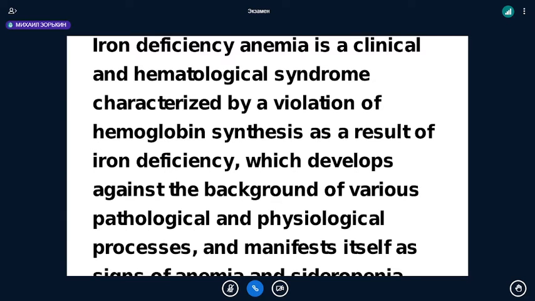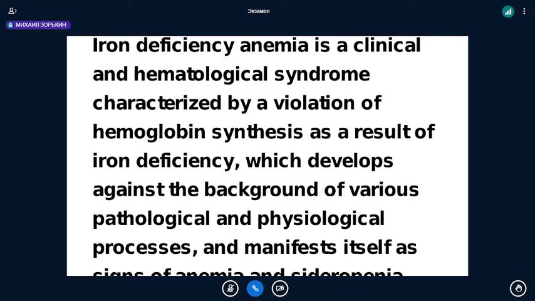Now, we will consider iron deficiency anemia in detail. It is a clinical and hematological syndrome characterized by the violation of hemoglobin synthesis as a result of iron deficiency that can be developed due to pathological or physiological processes.